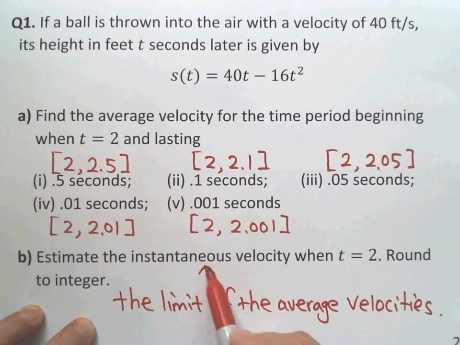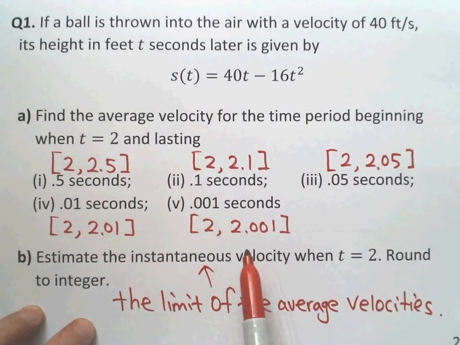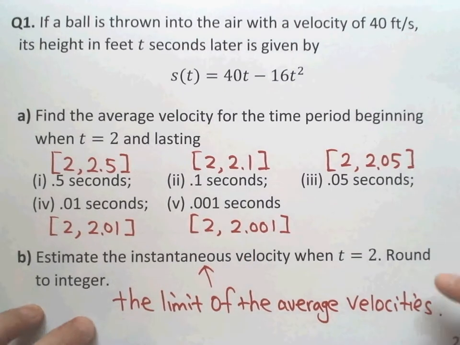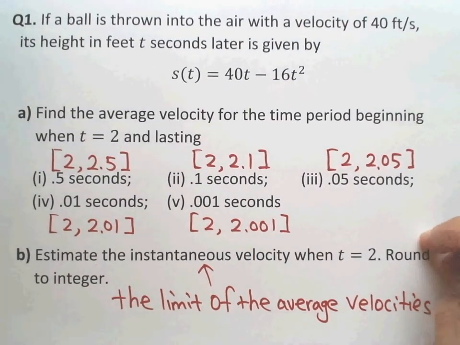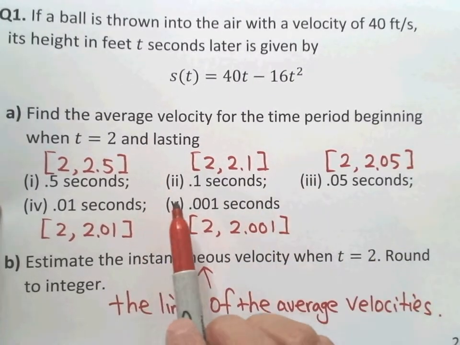Which means what? We can use this to find the instantaneous velocity. We add the average velocity part A, we find all this. Okay, and then we look at the pattern. So now we can go into the first part. So how to find all the average velocity?